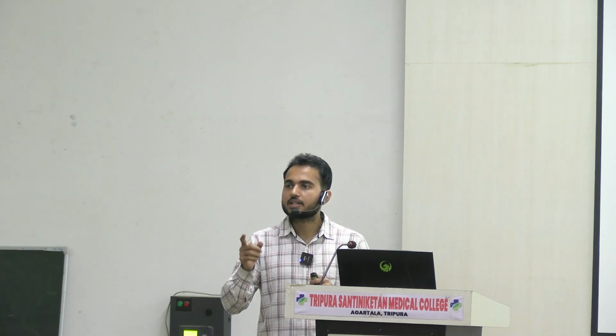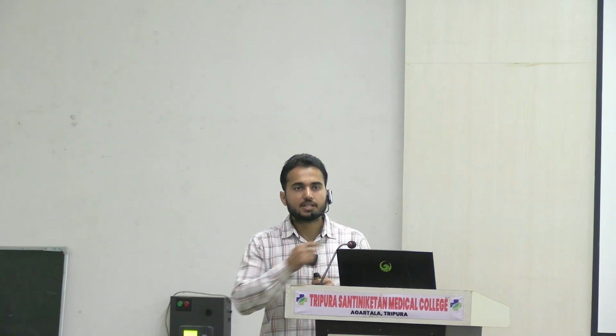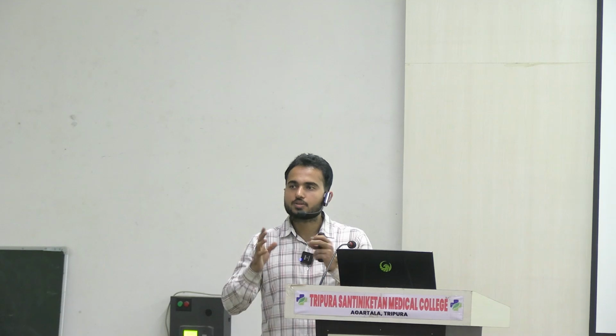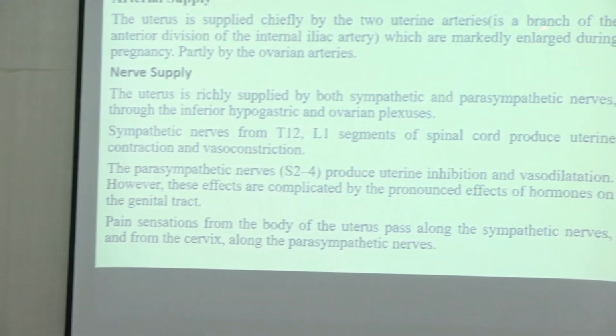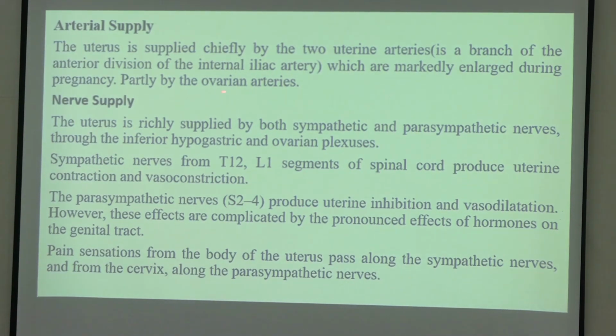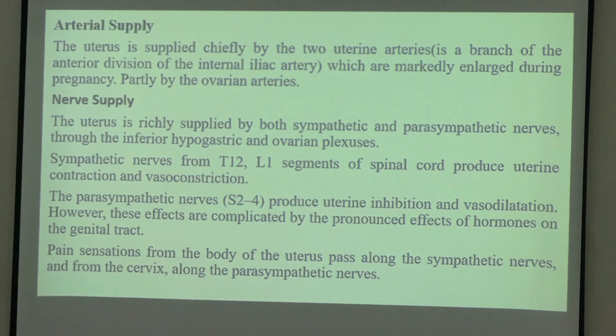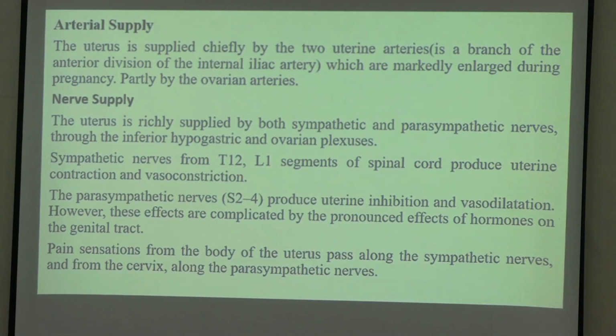Okay, so in that you have studied that splenic artery supplying the spleen is tortuous in nature. Same in case of uterine artery, which is tortuous in nature, because the uterus is expanding during the time of pregnancy. Okay, so that's why the artery is tortuous in nature. Now, the two uterine arteries are branches of the anterior division of internal iliac artery. Okay, and it is also supplied by the ovarian artery. So this ovarian artery and the uterine artery will anastomose on the lateral border of the uterus, and then they will supply the various parts of the uterus.